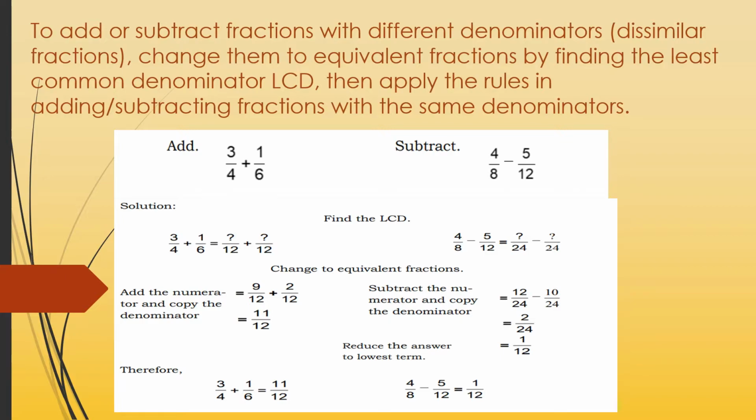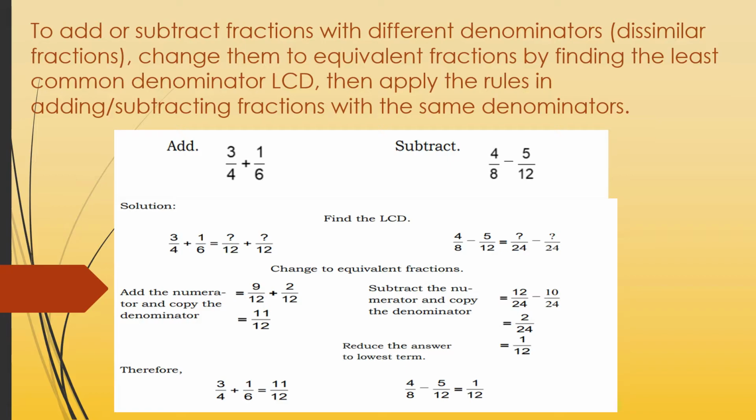For our solution, we have 3 over 4 plus 1 over 6. Its LCD, or least common denominator, is 12. So 12 divided by 4 is 3, and 3 times 3 is 9. So our equivalent fraction of 3 over 4 is 9 over 12. The next one, 12 divided by 6 is 2, times 1 is 2. Our equivalent fraction of 1 over 6 is 2 over 12.